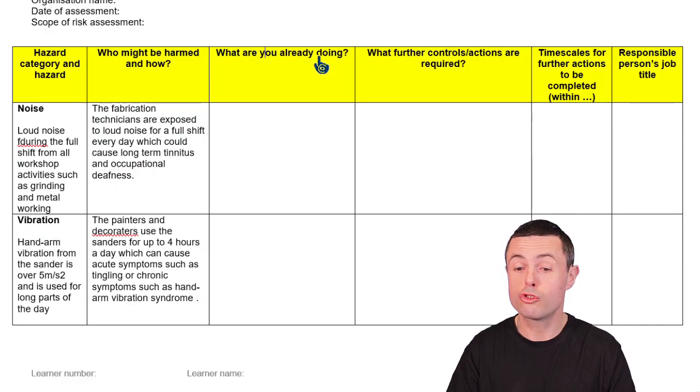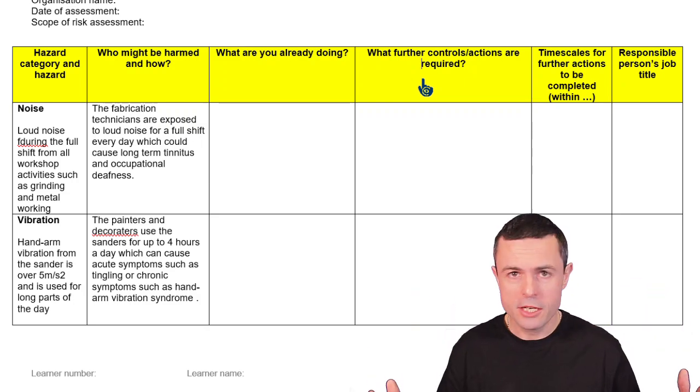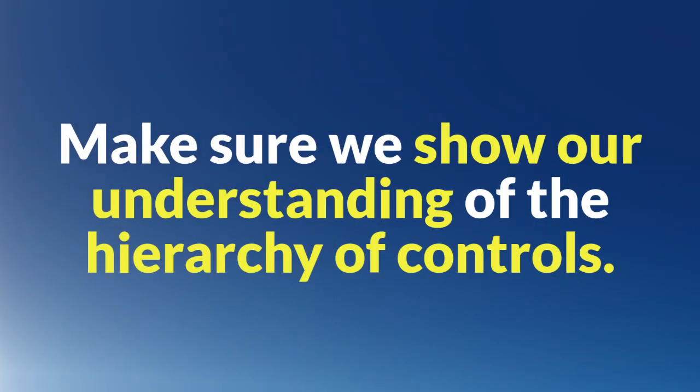Now, in terms of the controls, we want to make sure that we show our understanding of the hierarchy of controls. We have to introduce all of the legally required controls, and we have to reduce the risk to a low level. So go to your course materials, which set out the laws, the hierarchy of controls as it applies to this, and all of the different controls you should use.